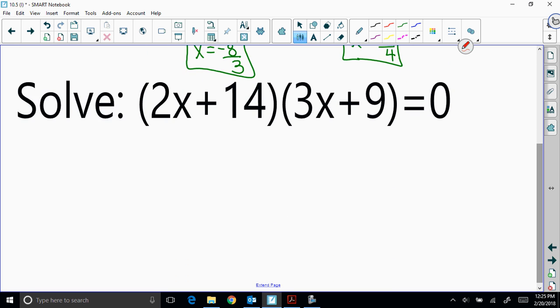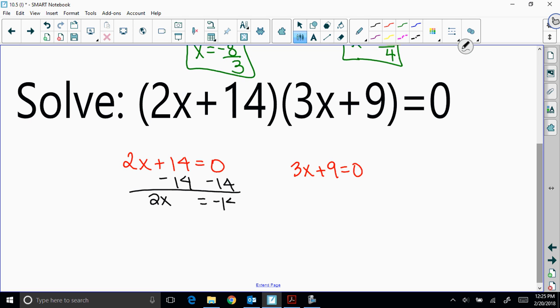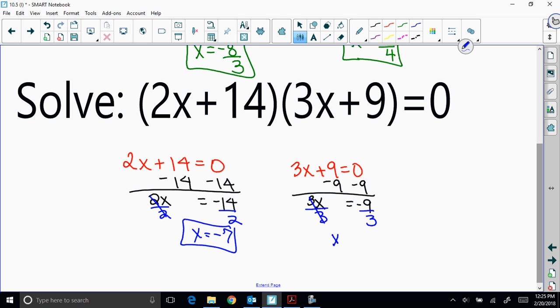Okay, same thing here. They're being multiplied together and they're equal to 0. So we're going to separate them and set them equal to 0. And then we're just going to solve for x. So we're going to subtract 14 on both sides. So 2x equals negative 14. Divide by 2. So x equals negative 7. That's one answer. Then we're going to subtract 9 on both sides over here. So 3x equals negative 9. And then we're going to divide by 3. So x equals negative 3. There's my second answer.